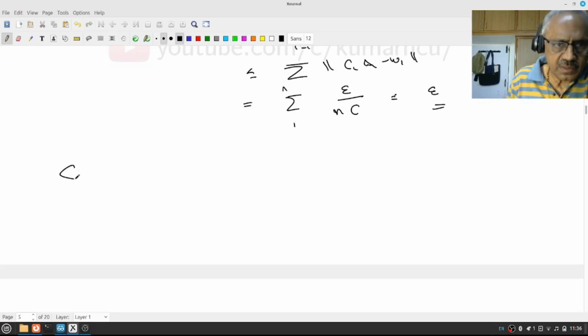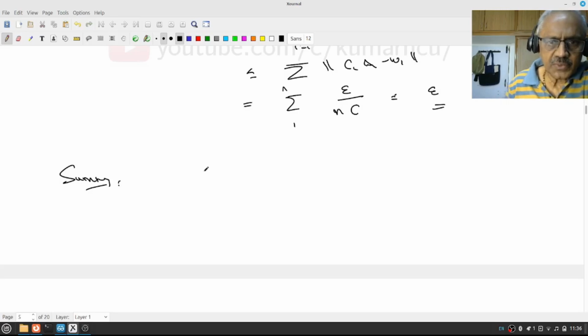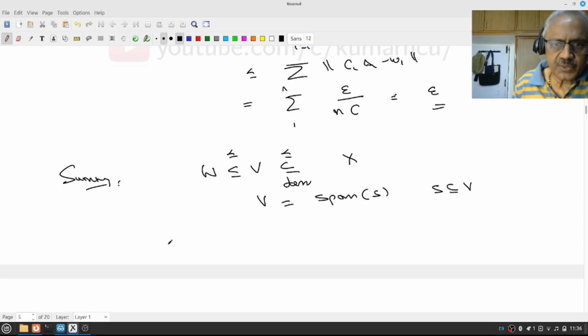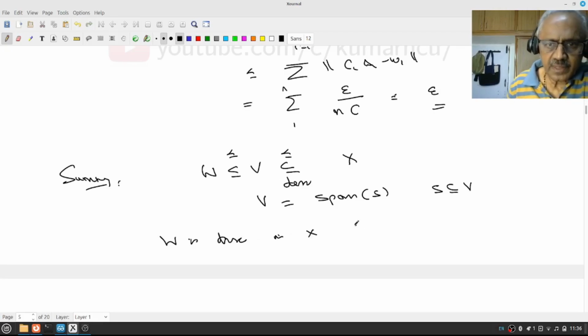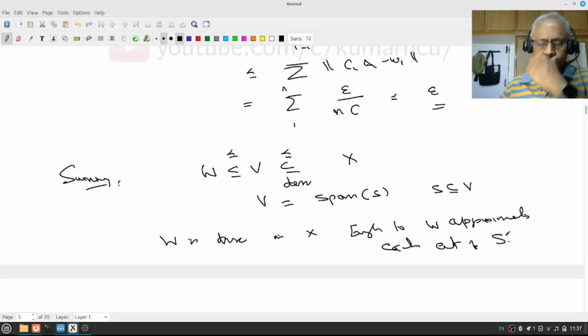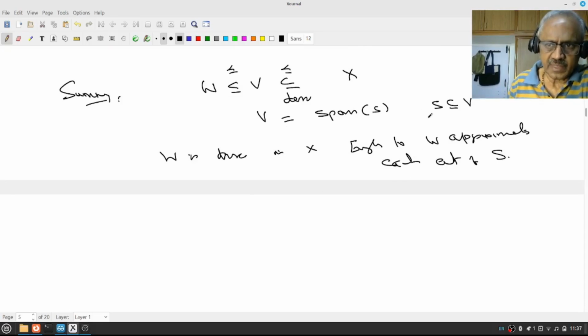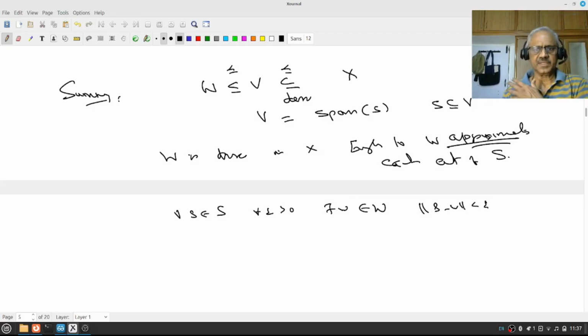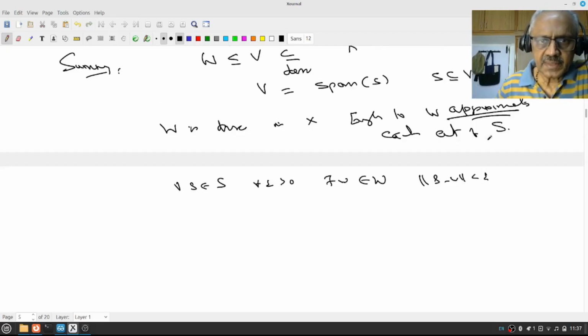So in summary, what I have shown is, suppose these are all subspaces of X, and this V is spanned by S. Then if I want to show W is dense in X, it is enough to show W approximates each element of S. What does approximate mean? We already know: given any element S and any epsilon, there exists a W in W such that the norm of S minus W is less than epsilon. This is essentially density. Is that clear?